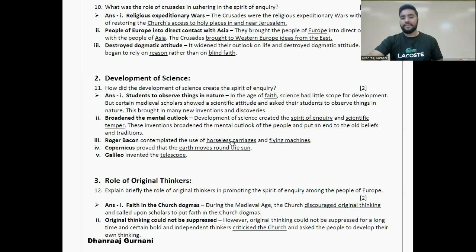Question number 11, development of science. How did it create a spirit of inquiry? 5 points. First one, students to observe things in nature. In the age of faith, science had little scope of development, but certain medieval scholars showed a scientific attitude and asked questions to observe things in nature. This brought about many inventions and discoveries.